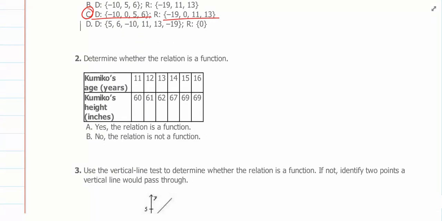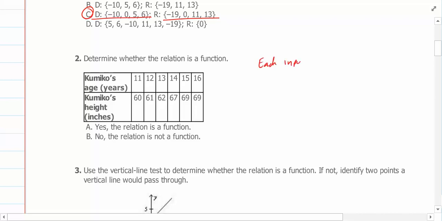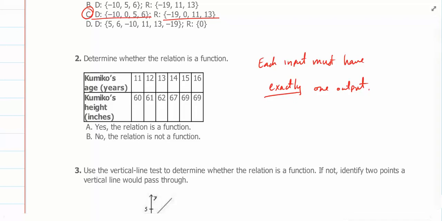Number two, to determine whether a relation is a function, we must remember that each input must have exactly one output. So as long as that's the case for this list of numbers, then we will be working with a function here instead of just a relation.